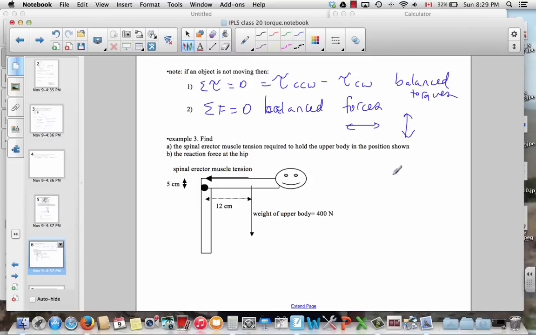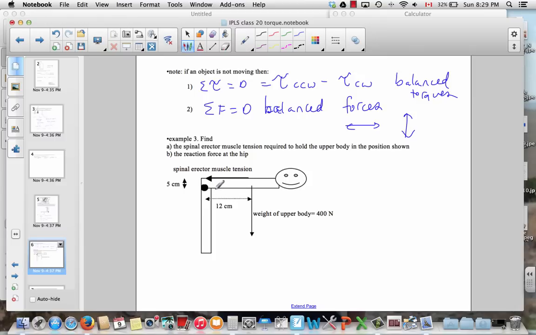So let's look at an example of a system in equilibrium. So say you bend over to pick something up. It's very hard on your back, and here's the reason why. So you've got the weight of your upper body pulling down here. The center of mass of your upper body, you can see, is roughly somewhere around your chest, and that's a fairly large distance from your hip joint.